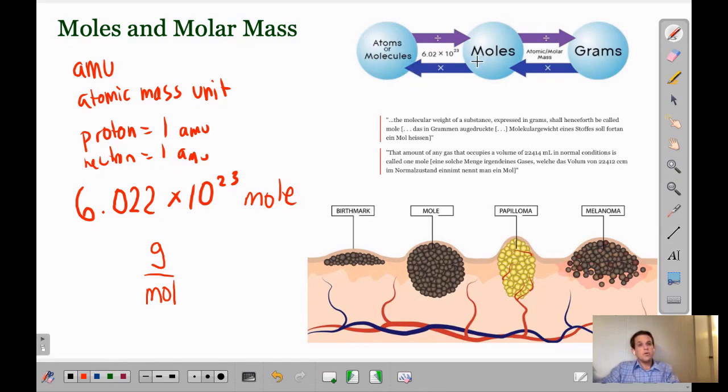So a mole is essentially an amount of something, and a mole is very useful because we can go from molecules and atoms, which are measured in AMUs, up to moles and then to grams. So moles is the central node of our network of conversions. So we'll see how we can use that and what we can do with this concept of the mole.